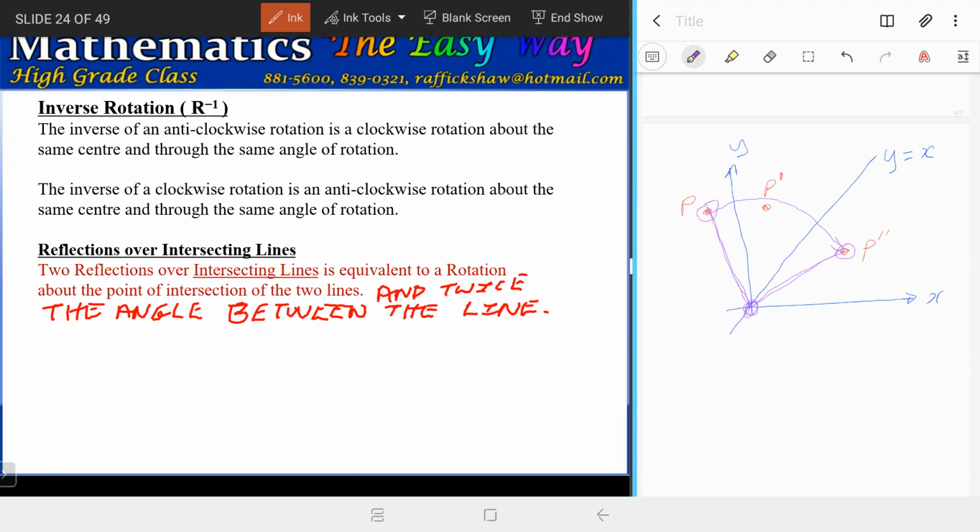Unmute the mic and tell me. 90 degrees, sir. 90 degrees. 90 degrees is the angle of rotation.